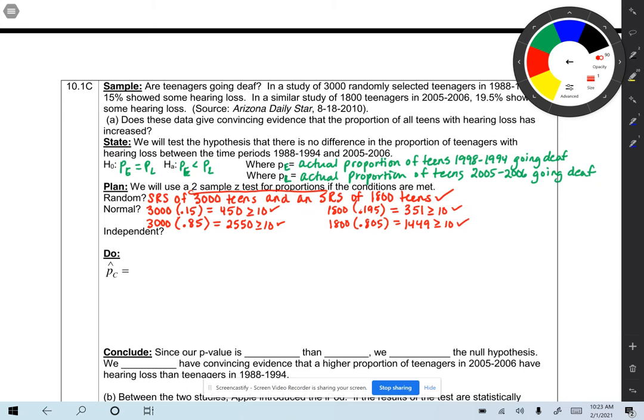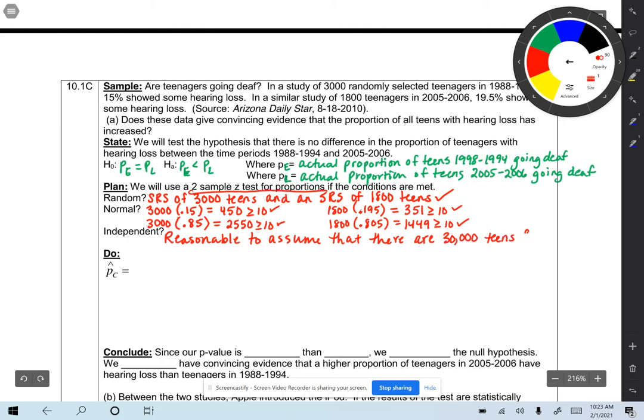And the other one, it's reasonable to assume that there are 30,000 teens from 1988 to 1994 and 18,000 teens in 2005-2006.